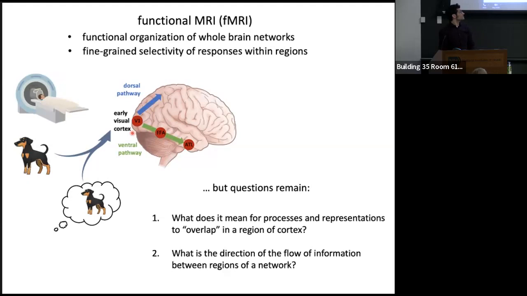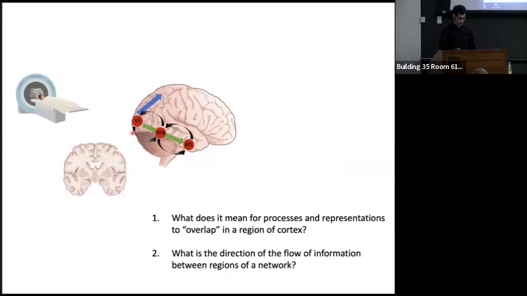The second question is, what is the direction of the flow of information between regions of a network? We know brain systems are highly recurrent. So we need to find a good way of understanding how feed-forward sensory information and feedback information from downstream cortical regions propagate throughout the network. One way to try to do that is by looking at the cortical layers, this dimension of cortical depth, that's a little blurry, in the cortex.